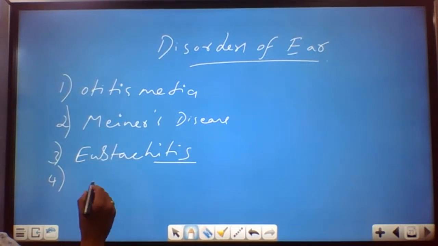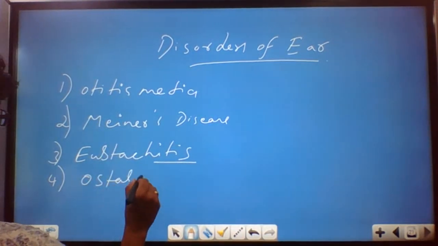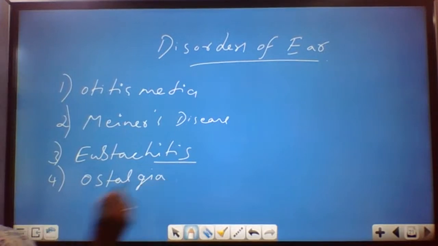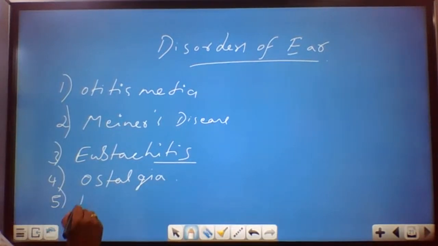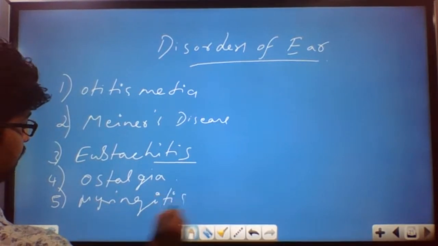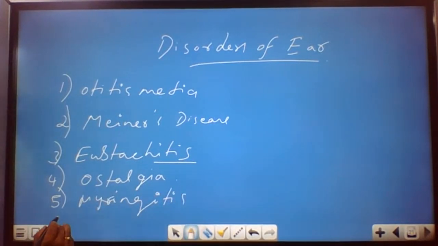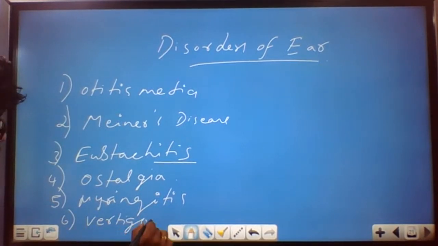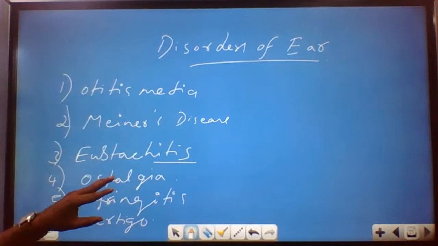So Eustachitis. Then we have ostalgia. These are all ear-related disorders. Meningitis. Then vertigo. So these are some of the disorders of the ear.